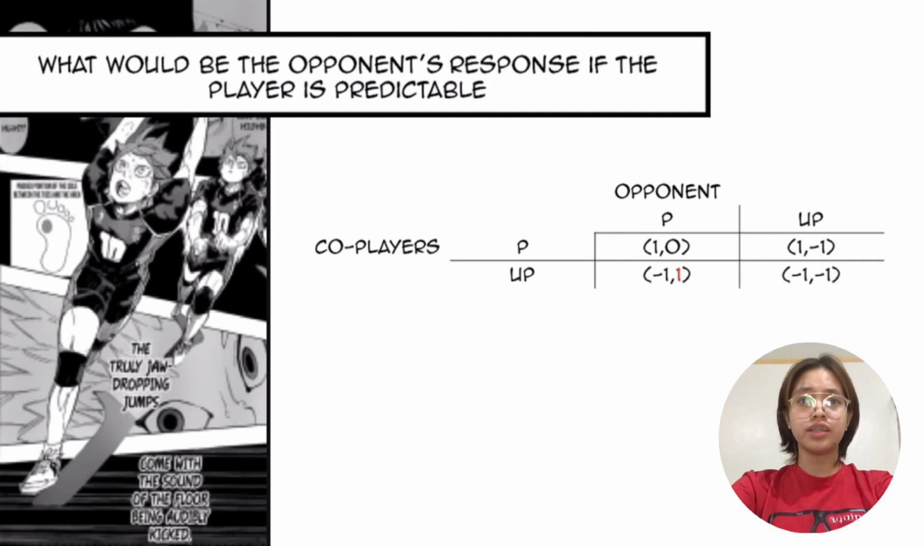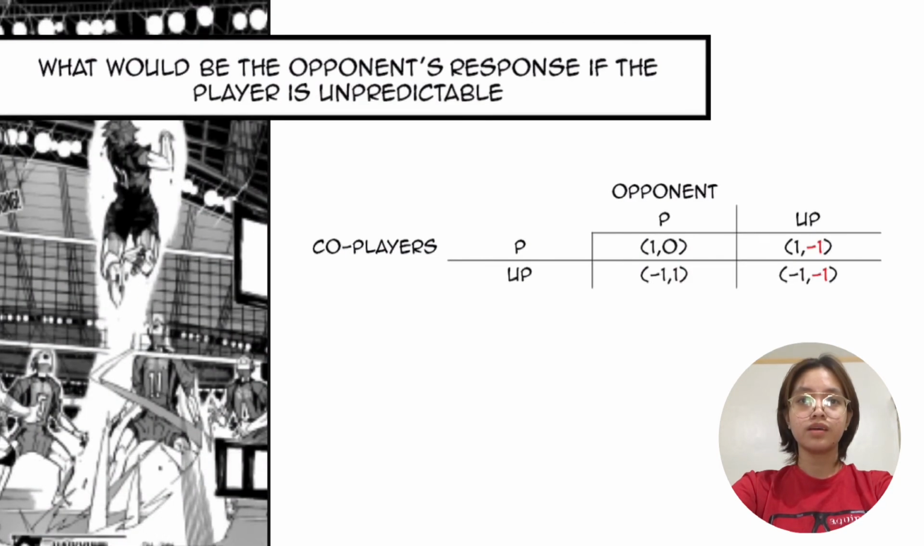The third situation is what would be the opponent's response if the player is predictable. This time it is the point of view of the opponent, and the player of the opposite team is predictable. We choose 1 because 1 is higher than 0. For the fourth situation, what would be the opponent's response if the player is unpredictable? It is tied by -1.